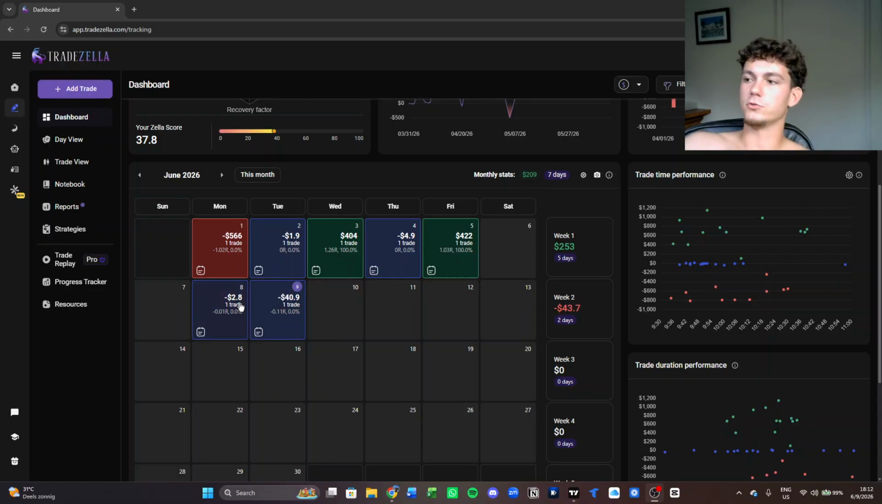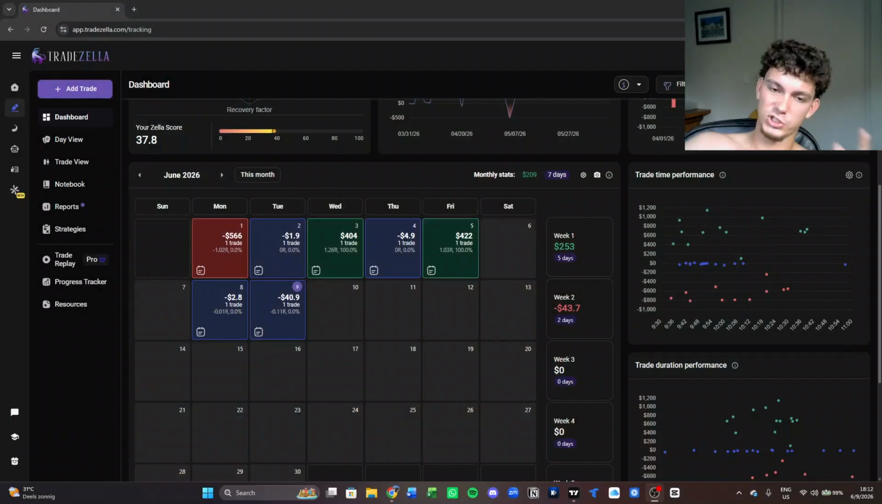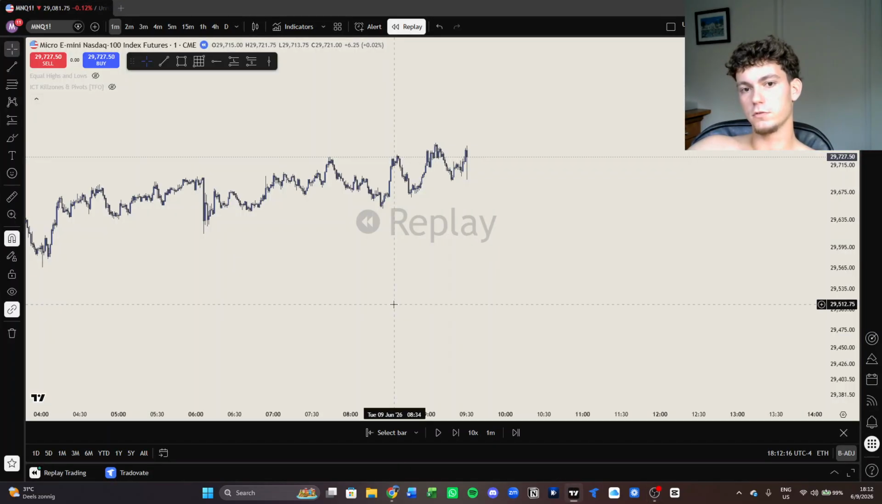As y'all can see, break even trade today. It is what it is. Real shit, break even trade today, minus 40 bucks. The trade gave me a crazy fill today, so we're gonna dive right into it.